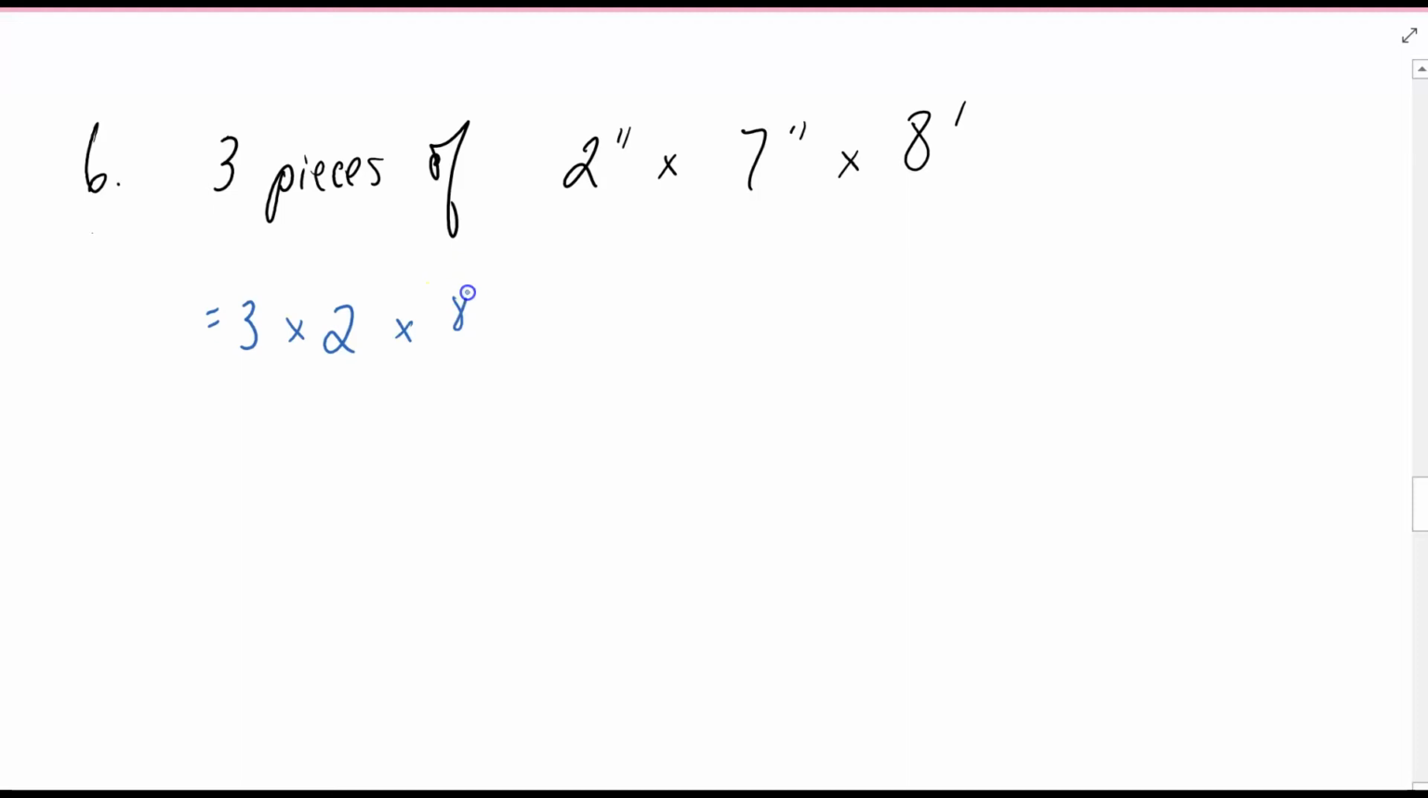This will turn into 8, and it's over 12 because this 7 inches rounded up to 8 inches should be changed into feet, so that's 8/12 of a foot times 8. And that is 32 board feet.